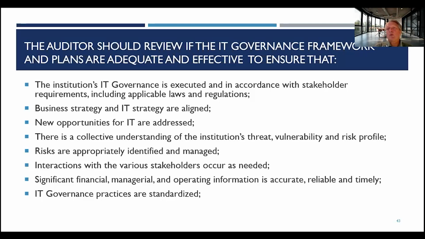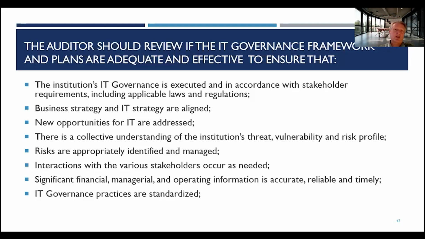So we have all these controls in place. And the last one is the auditor. And they are going to review independently and report independently of what they think about your IT governance system. So the auditor should review. What should they review? What are the most important things? The institution IT governance is executed and in accordance with stakeholder requirements, including applicable laws and regulations.